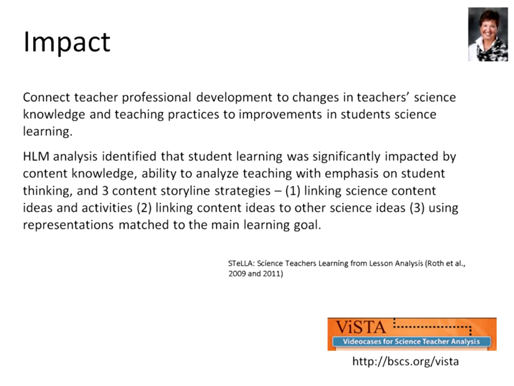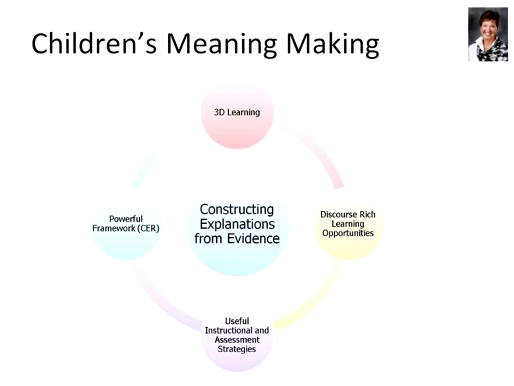They also went ahead and studied this. There was a project, the Science Teachers Learning from Lesson Analysis, and what they really found is that there are 3 content storyline strategies that really significantly had an impact on student learning. That had to do with linking the science content and ideas to activities, content ideas to other science ideas, and the representations match the learning goal. So that has a lot to do with connections and with sequencing.